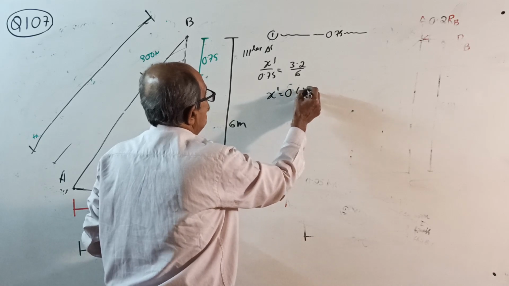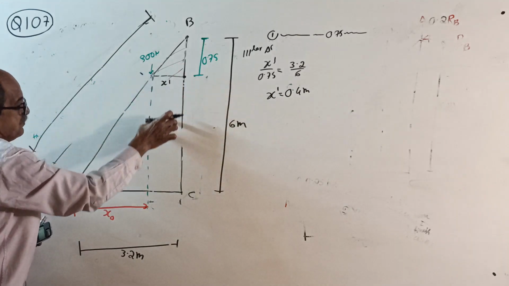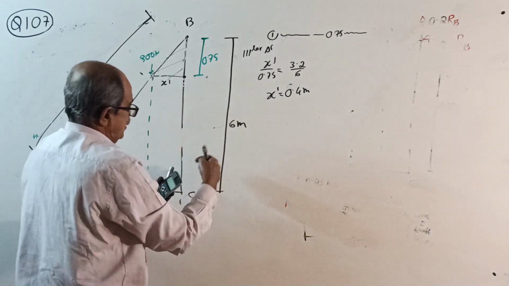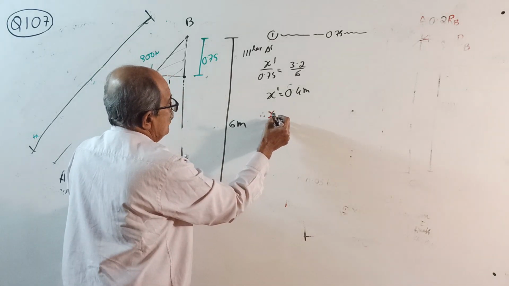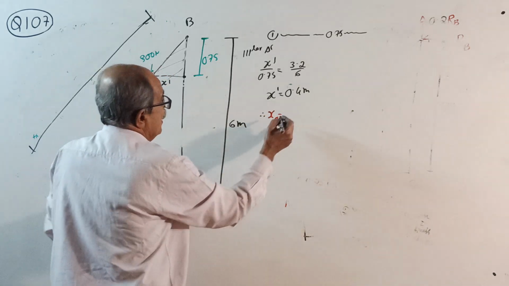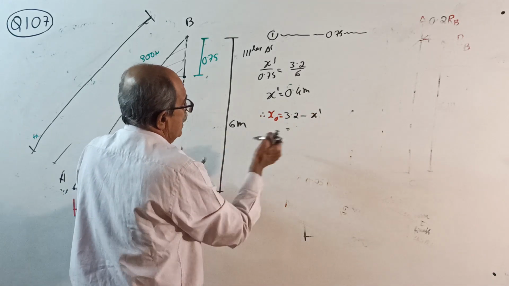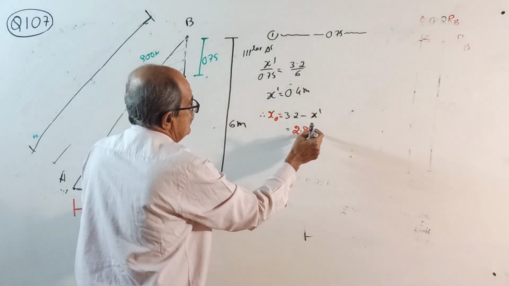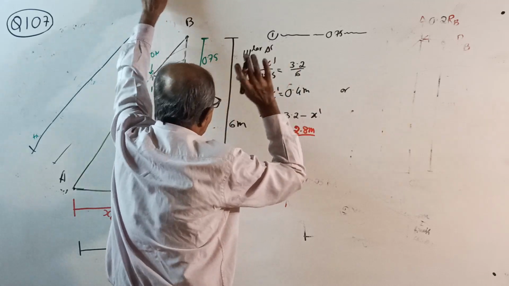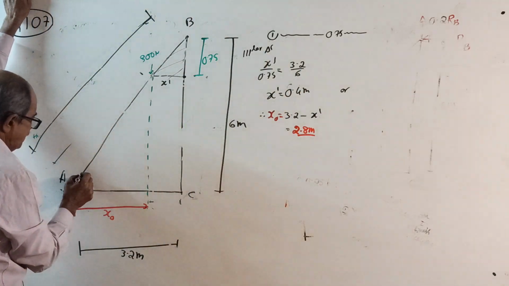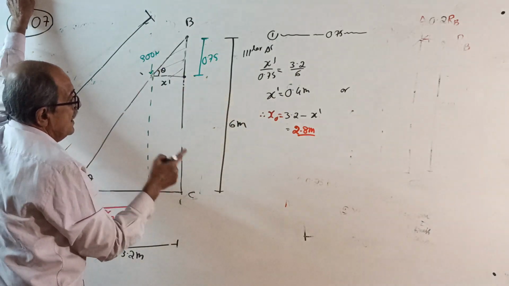See, 0.4 meter. When x dash is 0.4 meter, this is 0.4 meter. Therefore, your required value x naught equal to total 3.2 minus x dash will come 2.8 meter. Okay. Now, one more thing, you calculate this theta. If that is theta, this also is theta only.